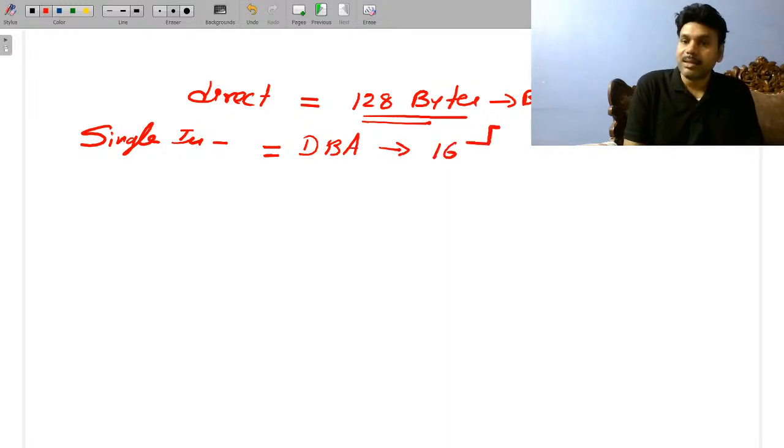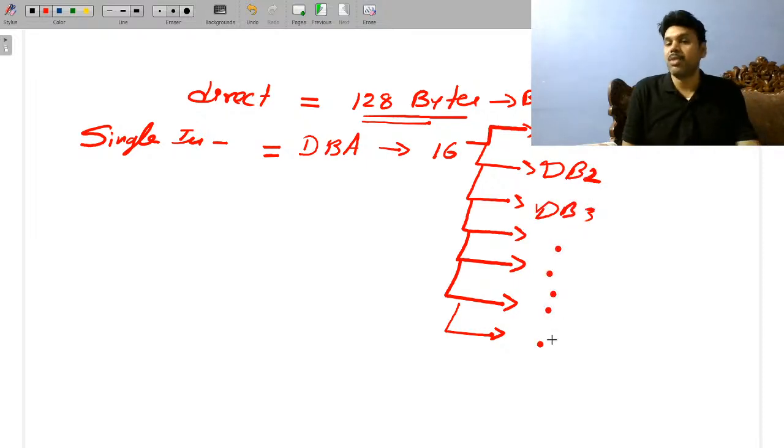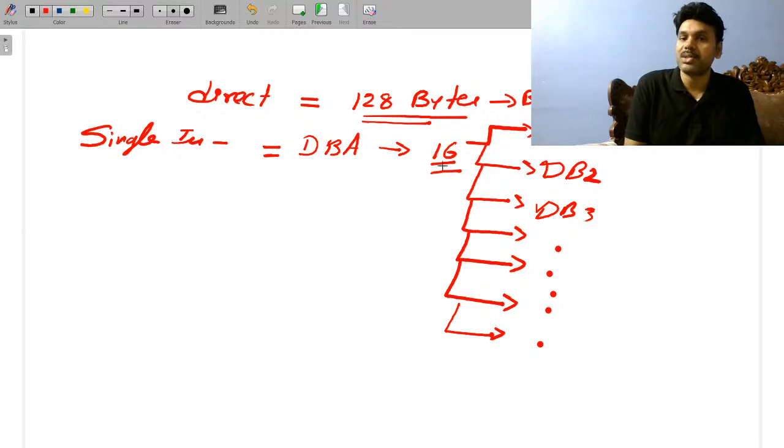16. These 16 are segregated into 16 pointers because it can refer to 16 block locations. This is one DB and this is another DB and this is another DB. Likewise, it is pointing to 16 blocks as far as the given information is concerned.